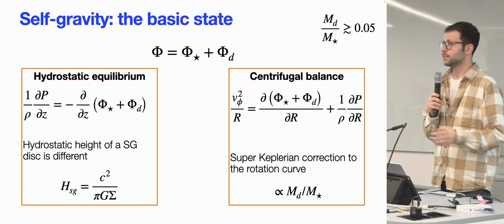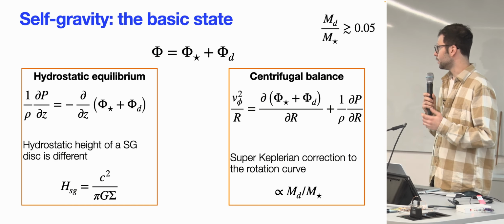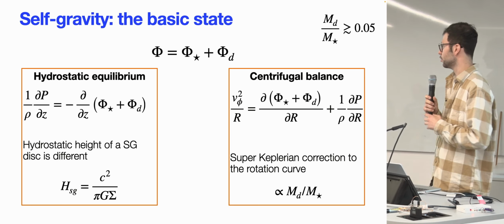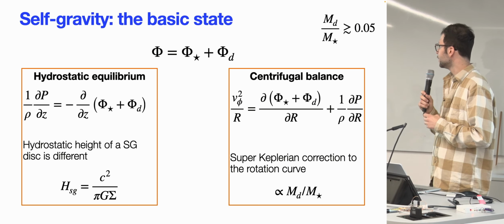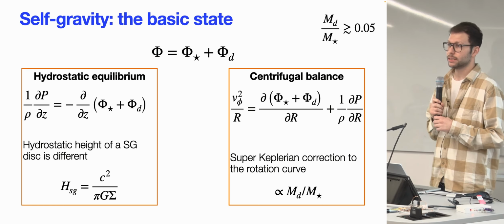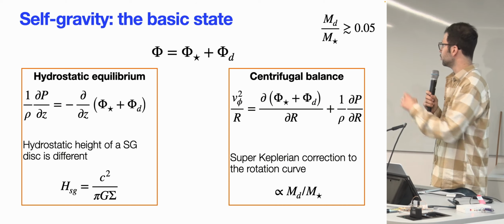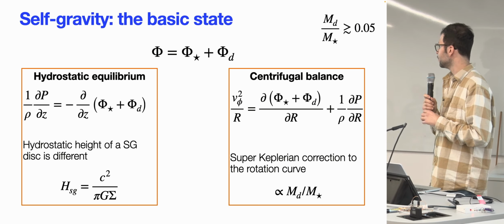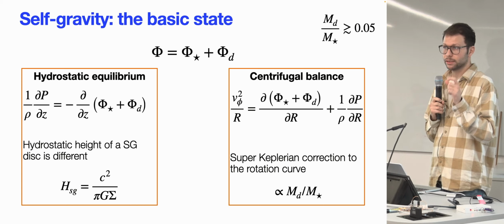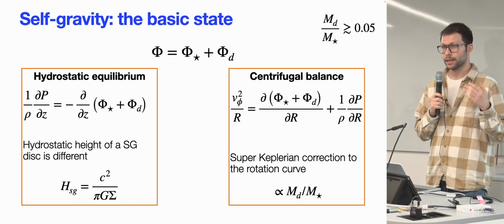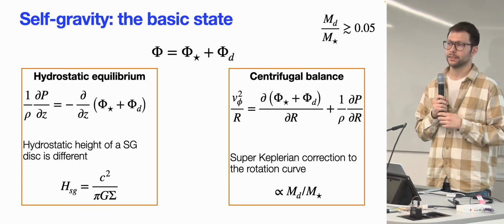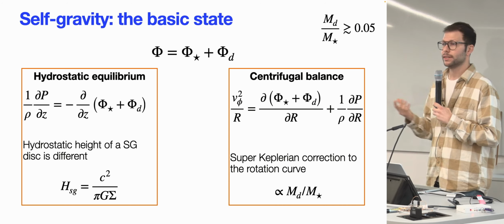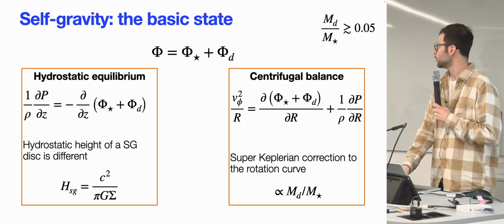Self-gravity modifies the hydrostatic equilibrium of a disk, and in particular, we can show that the hydrostatic height of a self-gravitating disk is different compared to a non-self-gravitating one. Also the centrifugal balance of such disks changes. In particular, it is possible to show that when we compute the azimuthal velocity of these disks, there is a correction due to the presence of the disk gravitational potential, and this correction makes the rotation curve super Keplerian, meaning that this term is accelerating the gas particles in protoplanetary disks.